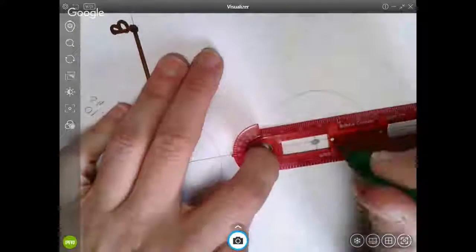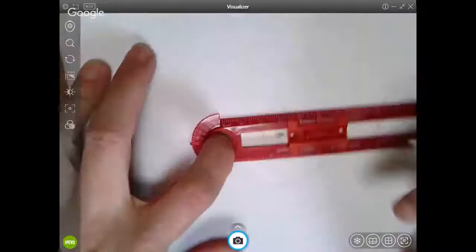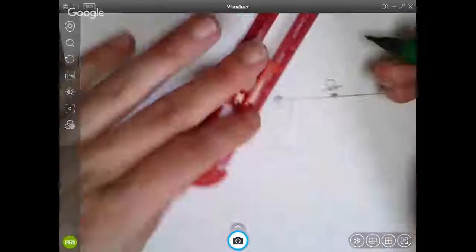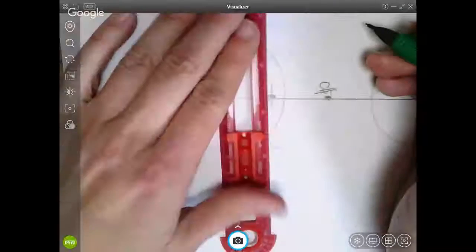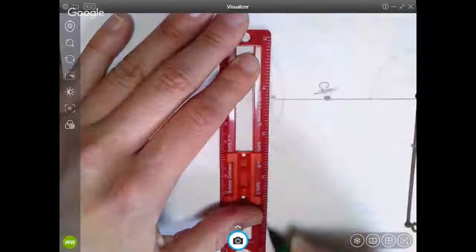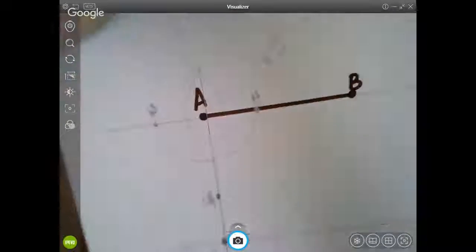Then I'm going to arc here around C with my C money points. It's pretty much doing the same thing 4 times. And then I draw my line. And so now I have something that looks like this.